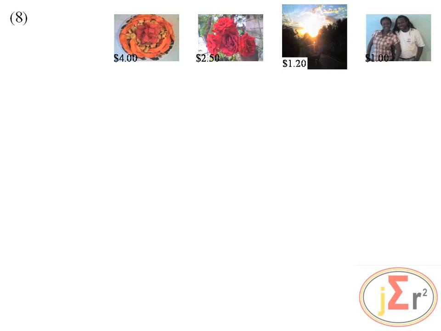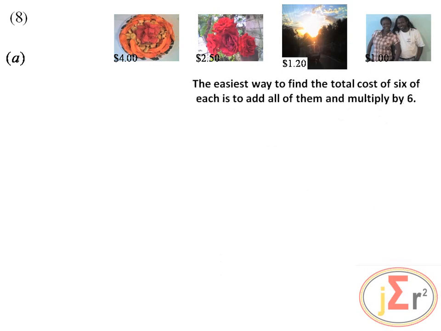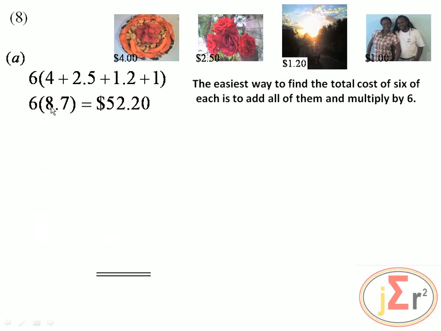So what do we do then? We have 6 of each. So the easiest way to find the total cost of 6 of each is to add all of them and multiply the result by 6. So add all of the prices for the stamps and then multiply the result by 6, and we get $52.20.